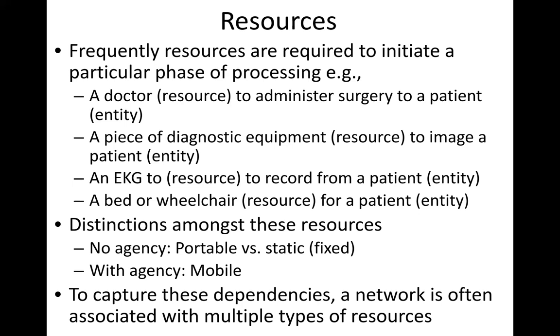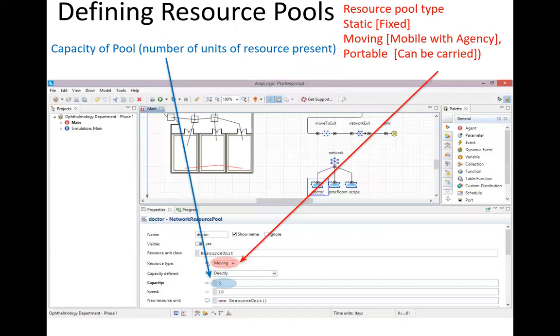So maybe it's a portable ultrasound, and I can bring it around, and the ultrasound technician carries it with them to the patient room, or the patient is traveling with a portable resource like a wheelchair, and that will go with the patient, but it won't go on its own. It doesn't have mobility on its own. It depends on some other actor to bring it. So generally, a network has multiple types of resources.